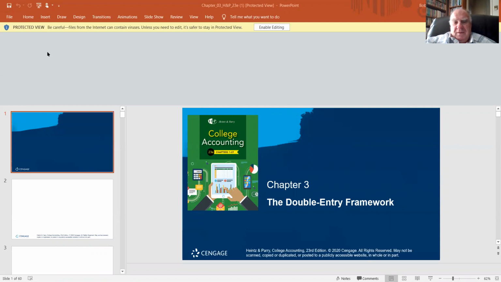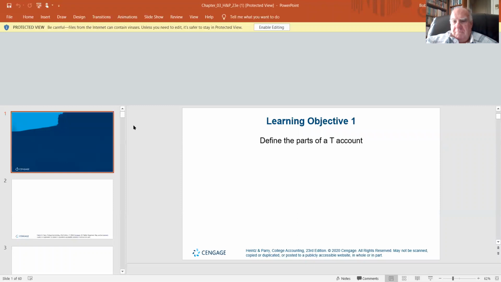So here we go. The double entry framework. We should know by now that every transaction requires a debit and a credit. Two accounts are affected with every financial transaction, and those debits and credits have to equal. As long as the debits and credits equal, our accounting equation is in balance, and our accounting equation can never go out of balance.